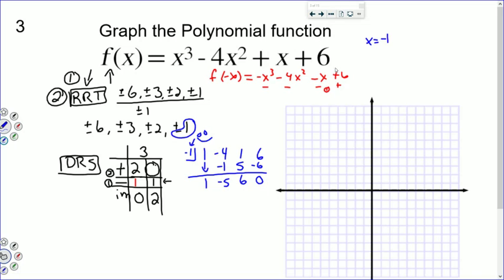And then we're left with this quadratic equation. X squared minus 5x plus 6. If that equals 0, we need 2 numbers that multiply to be 6 that add to be negative 5. And there are 2 such numbers. X minus 2 and x minus 3 equals 0. X minus 2 equals 0. X minus 3 equals 0. X equals 2. X equals 3.